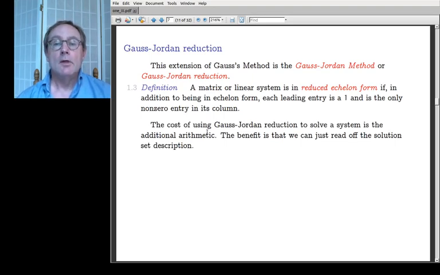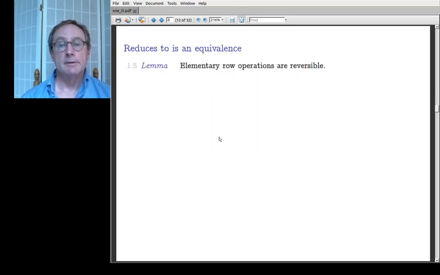And again, the cost of Gauss-Jordan reduction is that it takes additional arithmetic. People have spent a lot of time in the computer age counting the number of steps that each method of solving a system takes, and it turns out that Gauss's method takes fewer steps. So the cost of Gauss-Jordan reduction is the additional arithmetic, but the benefit is that the solution set is quite plain. It will have other benefits for us also, but at this moment it's perfectly clear that that's a benefit. Now I want to talk about some of these other benefits.